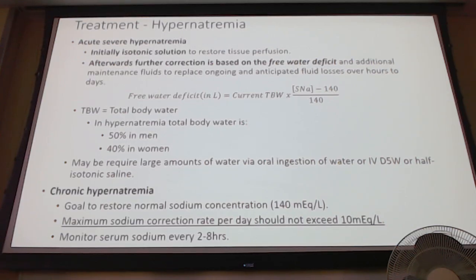Alright, so how do we calculate how much water they need? They're hypernatremic, they're high sodium, okay? And we need to give them water. What is the calculation? If you do any rounds in the ICU, this is one we do daily for anybody who's in a hypernatremic state. You take their current total body weight. Okay, this is why daily weights are really important. We take their serum sodium, minus 140, divide by 140. Okay, that'll give you a number.